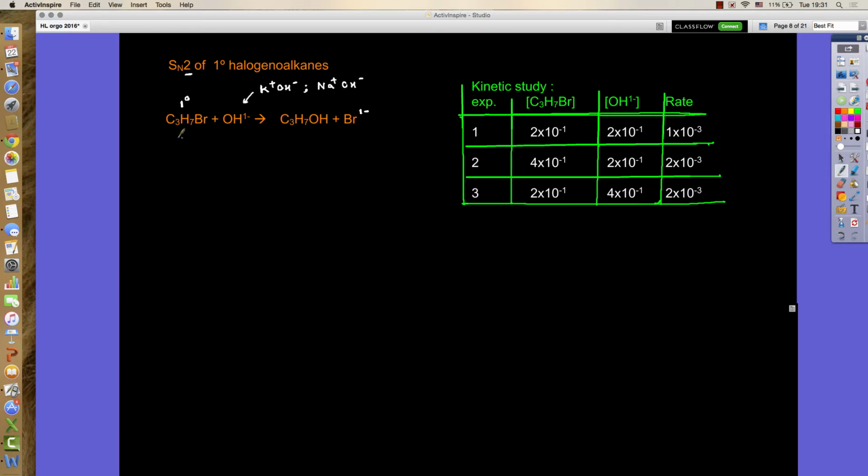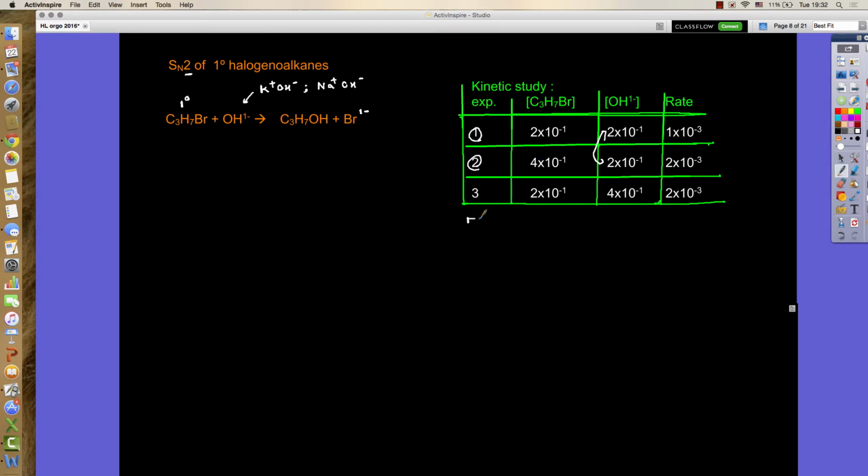If you recall from last year, in order to find out the rate of this reaction, or how the concentration of these 2 species might affect the rate, we would do experiments. In one experiment, for example, if you look at 1 versus 2, we would hold the concentration of hydroxide constant, double the concentration of the other one and see what's the effect on the rate. And you see, as you double it, the rate doubles.